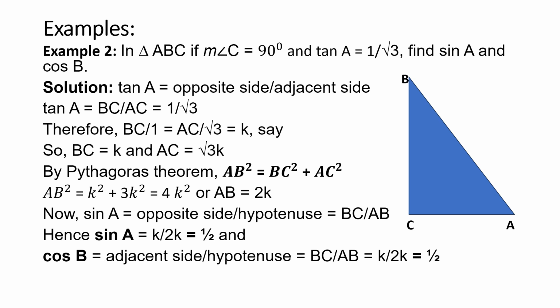Similarly, now you need to find cos B. Remember cos, now the angle has changed to B. Cos B is adjacent side upon hypotenuse. Which is the adjacent side to angle B? It is BC upon hypotenuse AB. So cos B is BC upon AB, which is again equal to K upon 2K, or half.